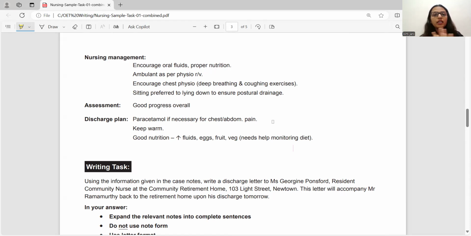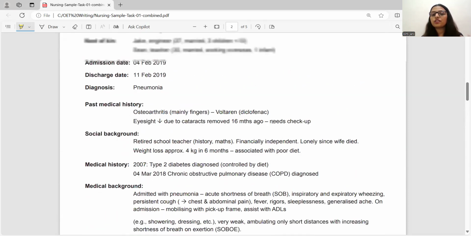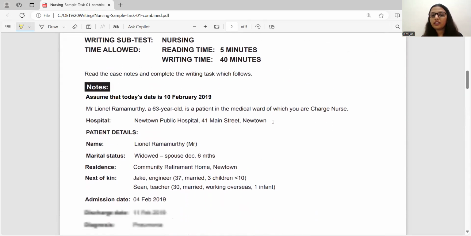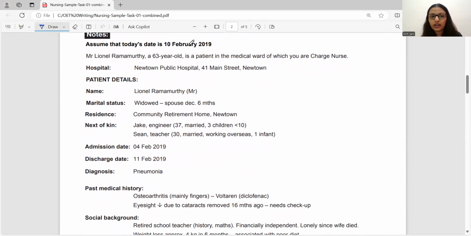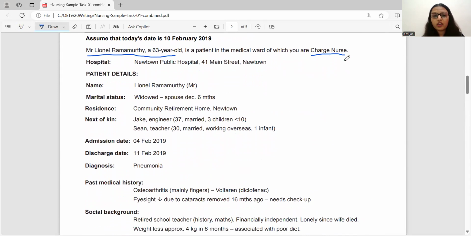Now let's think that my initial 5 minutes are over. I have gone through the writing task and the case notes. Now I will start selecting the case notes, and I'll think whether I need this information to give to the reader or not. Okay, so here I will think: Mr. Lionel Ramamurthy, 63-year-old, yes, it's important information. My role is charge nurse, so yes, this is also important.